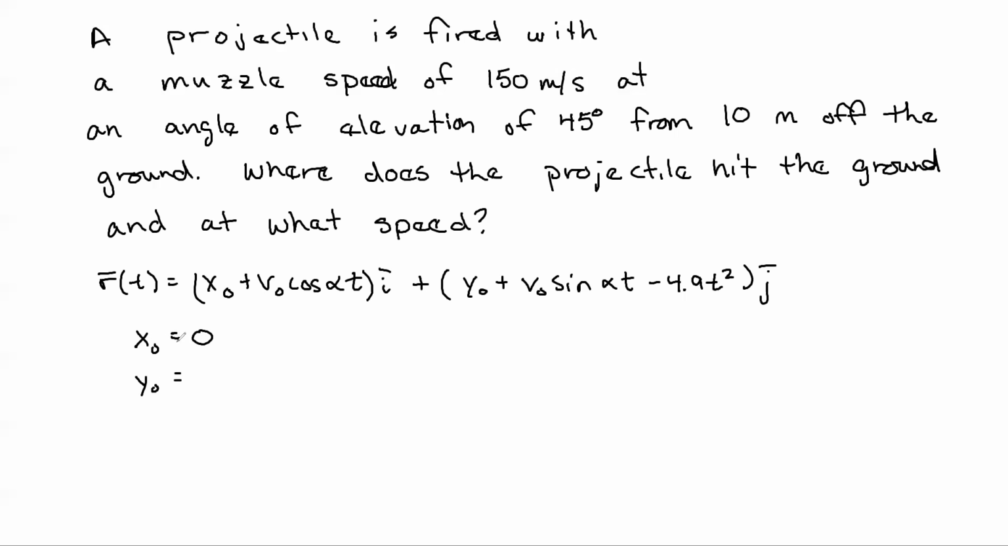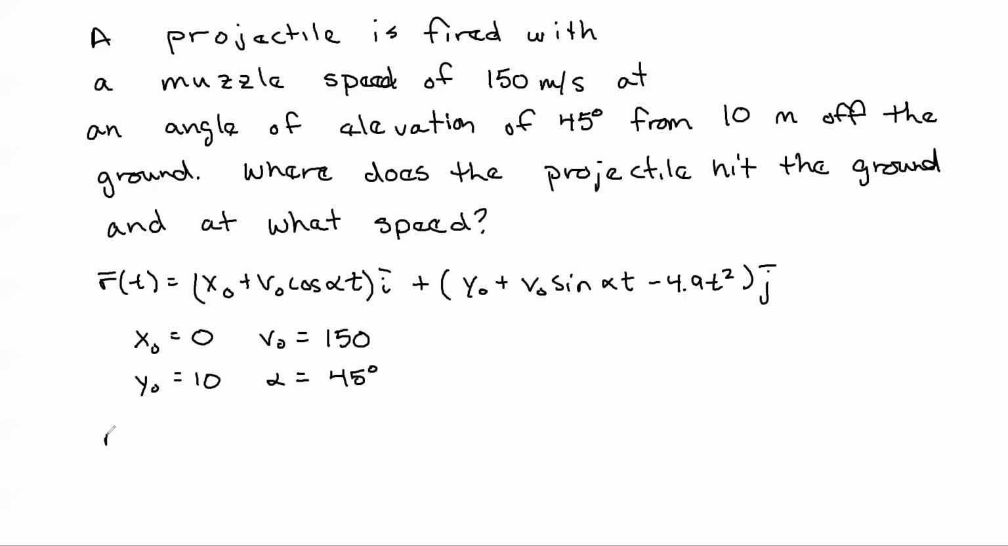This is the number of units in the x direction you are from where you're firing, and this is the number of y units. In this case, we're told the object is fired from 10 meters off the ground, so that's going to be 10. And v naught is the initial speed, which we're told is 150 meters per second, so we'll remember that. And we're told the angle of elevation alpha is 45 degrees. Okay, that looks like everything.